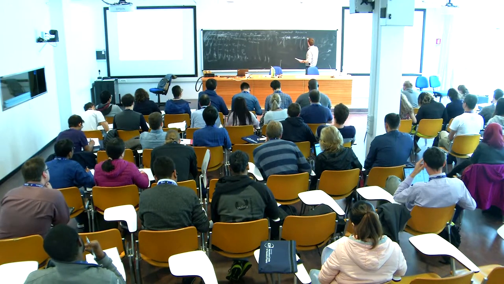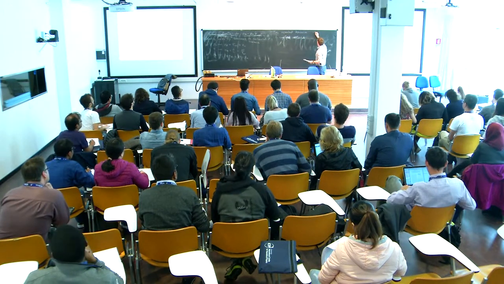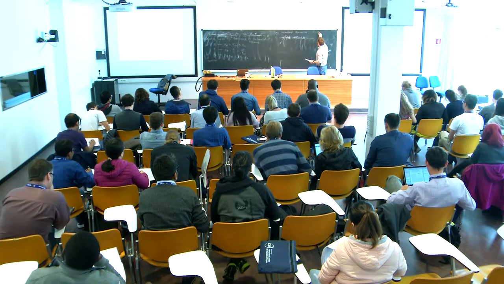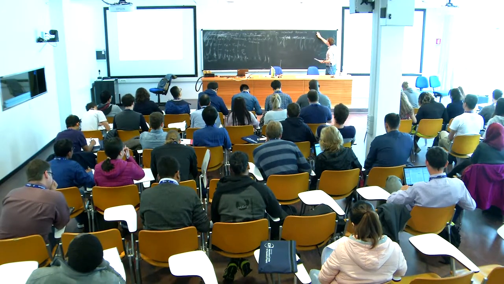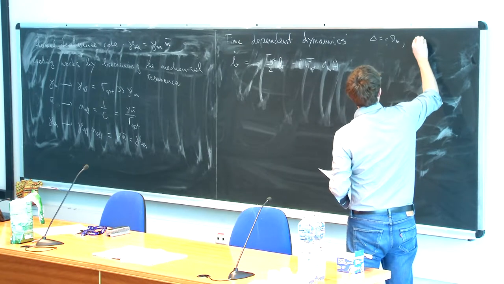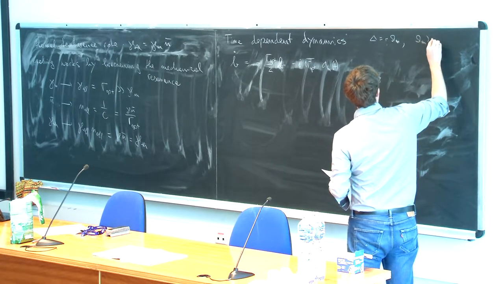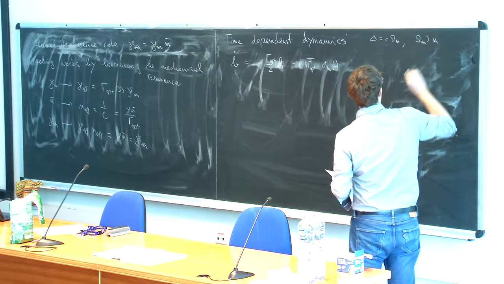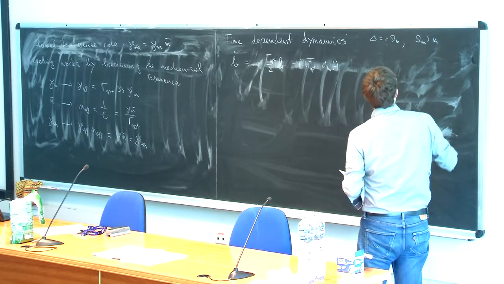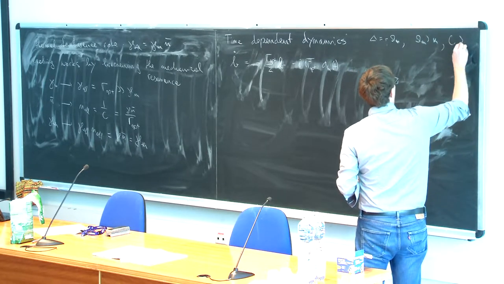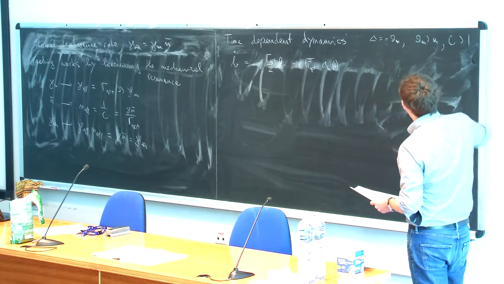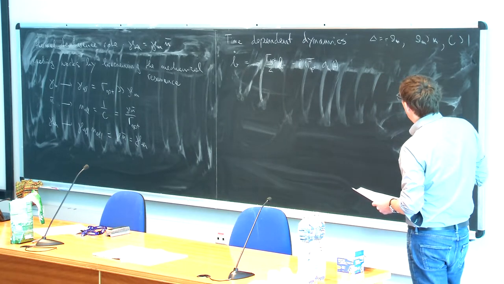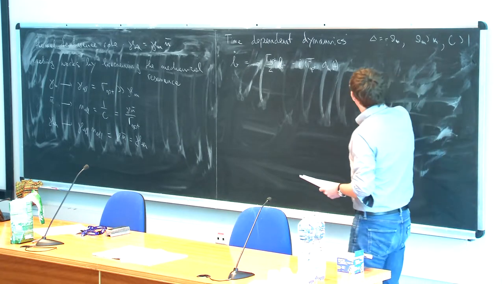So we are still looking at the lower sideband, delta being equal to minus omega m, and a resolved sideband regime where omega m is larger than kappa. And in particular, also a regime where the cooperativity is larger than 1.